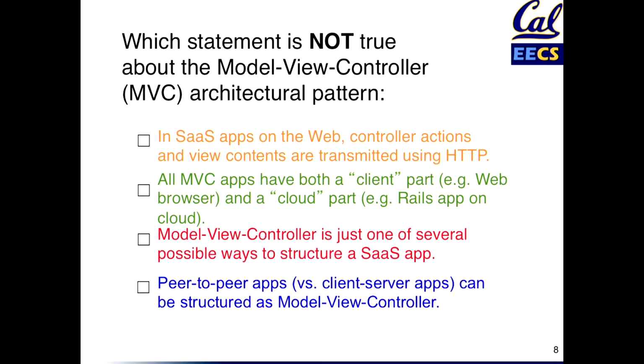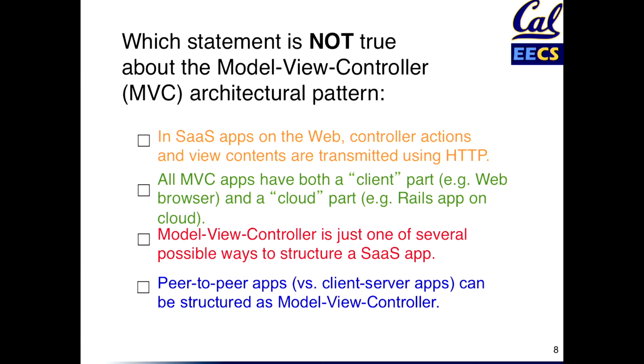So given that background, cards out, which is not a true statement about model view controller. In SaaS apps on the web, controller actions and view contents are transmitted using HTTP protocol. Model view controller apps have both a client part, like the part that runs in your browser, and a cloud part, like the part that runs in Rails on an app server.